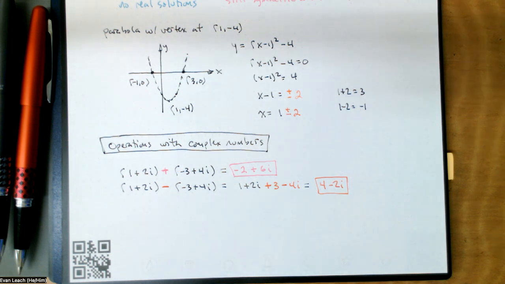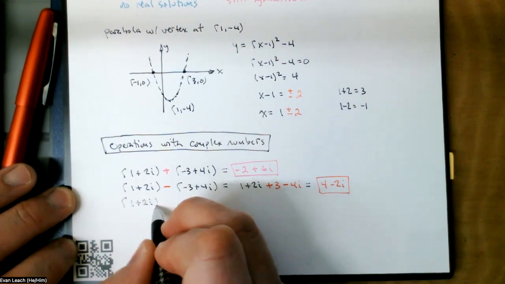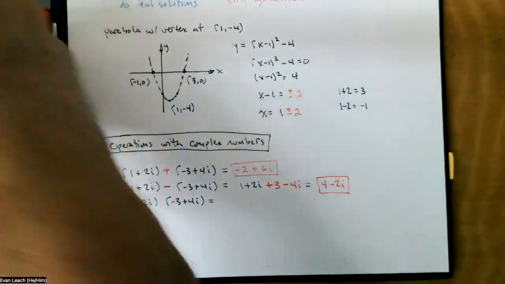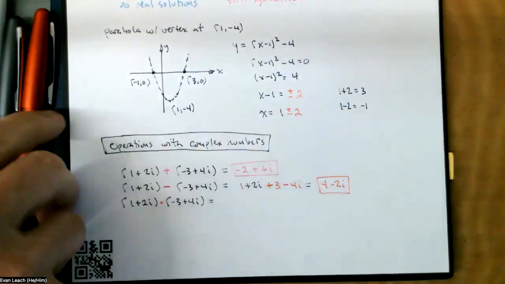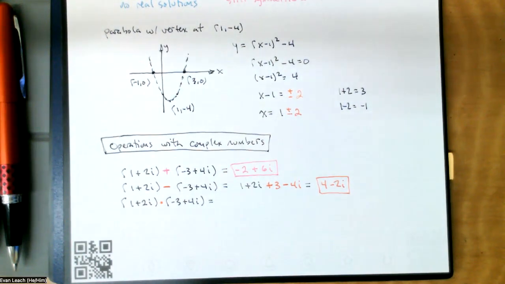Let's suppose I asked you to multiply. If I asked you to multiply these complex numbers based on what we did before, what would you do to multiply them? FOIL. That's how we multiply binomials.